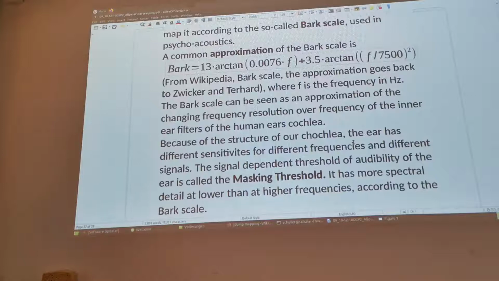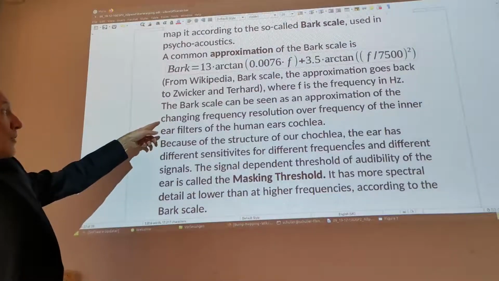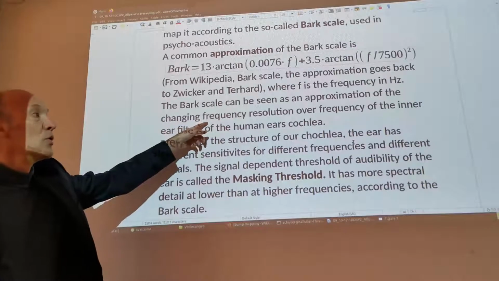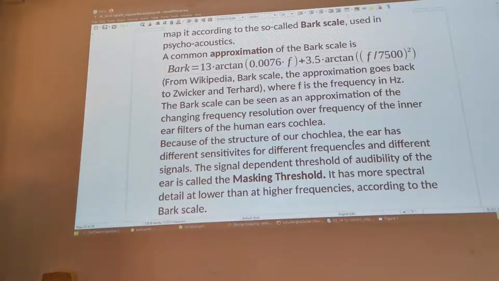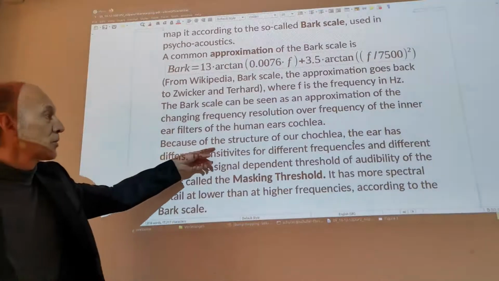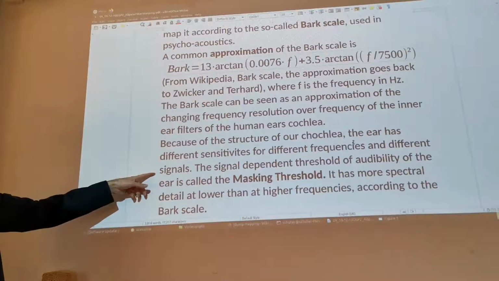F here is in hertz. And the Bark scale can be seen as an approximation of the changing frequency resolution over frequency of the inner ear, the human ear's cochlea. Actually, they came up with the Bark scale trying to model what's happening in the ear. Because of the structure of our cochlea, the ear has different sensitivities for different frequencies and different signals.